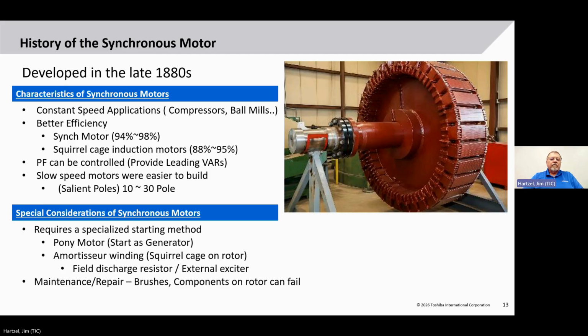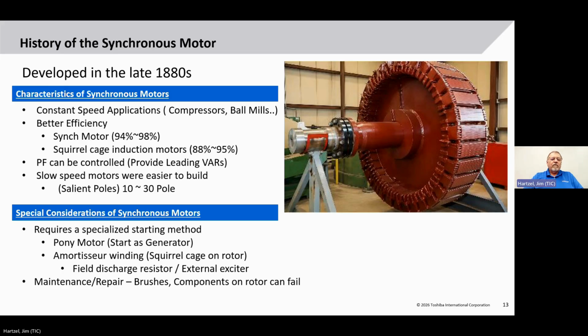Okay, it also is a more efficient motor. A typical synchronous motor has an efficiency in the area of 94 to 98%. A squirrel cage induction motor is about 90 to 95%. So they are more efficient. They are more complicated though. The other thing is power factor can be controlled, as we just saw in the V curve, by changing the field, changing the power factor, and we can do some power factor correction, which I'll talk about in a little bit.